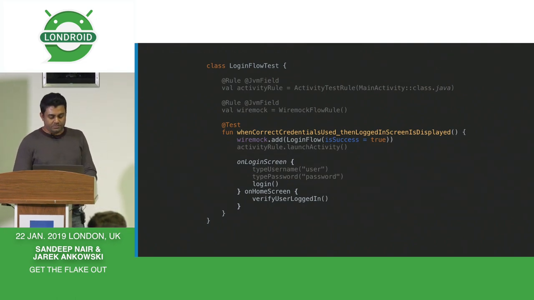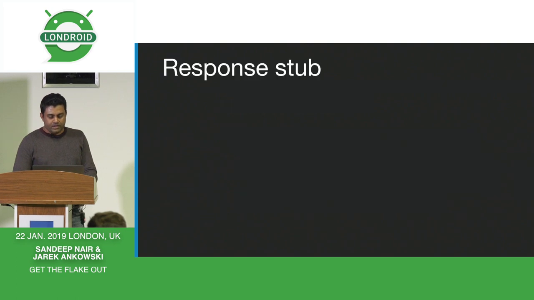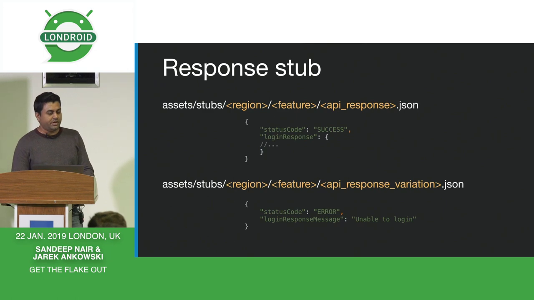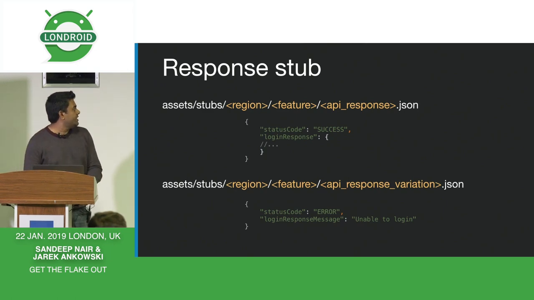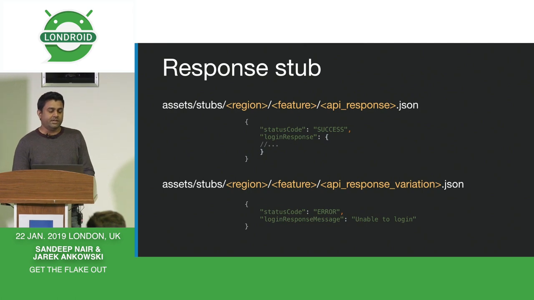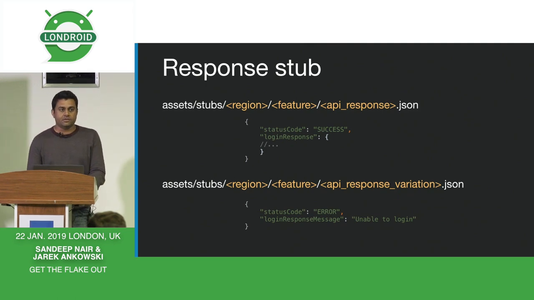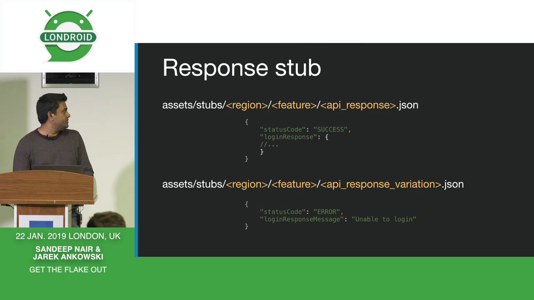It's quite reusable. And what are these response steps we are talking about? It looks pretty much like this. So you can organize your API response and the variations of it in a directory, and then tell WireMock to return this based on the scenario you pass. So you get a success response for the straightforward call, and then an error response for an invalid password or whatever it is. You can have multiple scenarios, and then your when block gets extended.